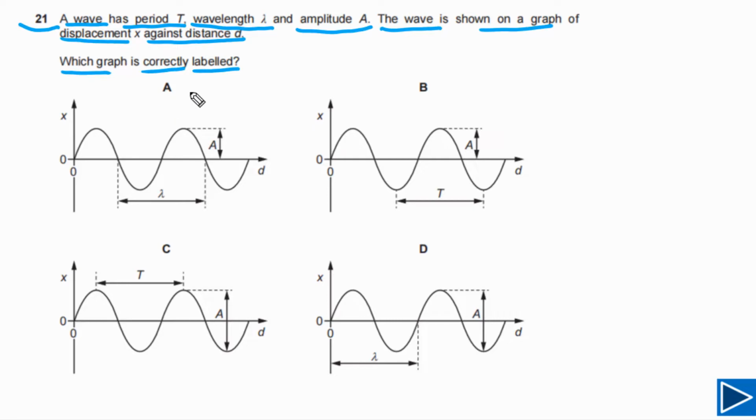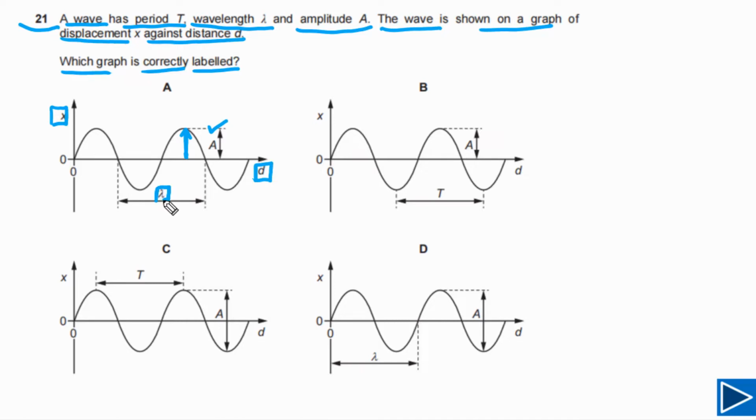Now, if you look at graph A, on the x-axis we have distance and on the y-axis we have displacement. So this one is the amplitude. Amplitude is the maximum displacement from the rest position. So this one is correct.